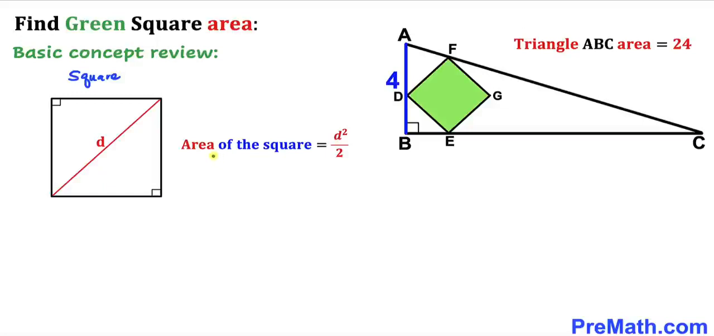And furthermore, the area of this square is going to be equal to d squared divided by 2, where d is the diagonal length. And if I drop this perpendicular EF, then we can see that this EF is the diagonal of this green shaded square. And now our task is going to be to find the length of this diagonal EF before we can calculate the area of this green square.